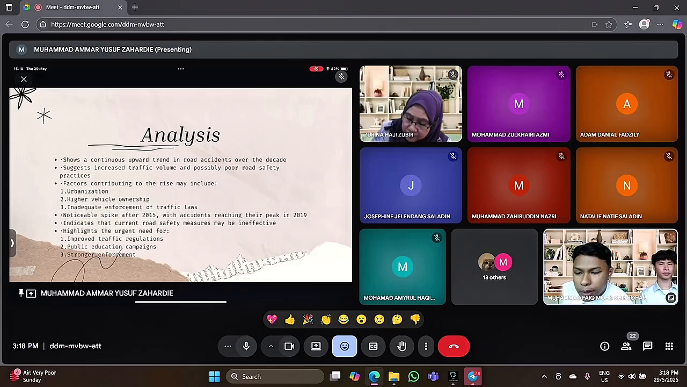First one, improve traffic regulations to better manage road use and behavior. Second one, public education campaigns to raise awareness about road safety. And the last one, stronger enforcement to ensure compliance with existing laws.